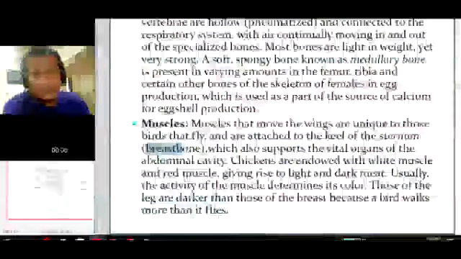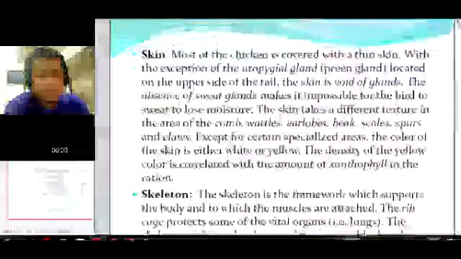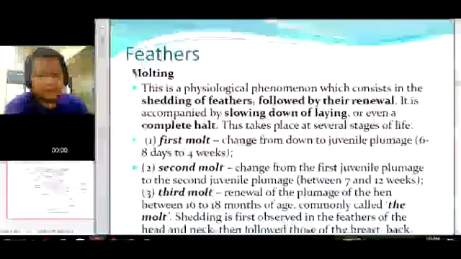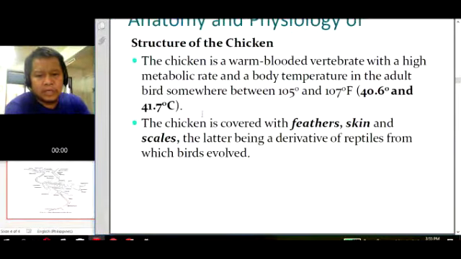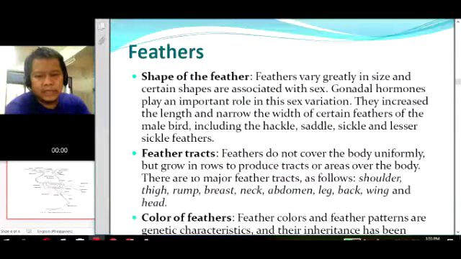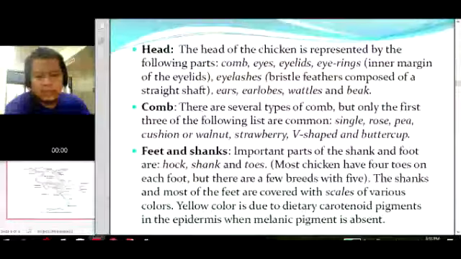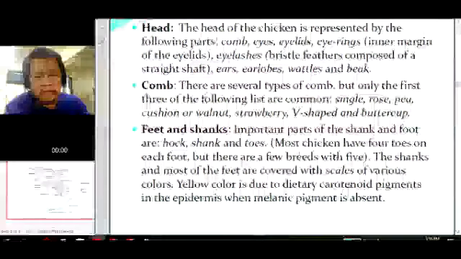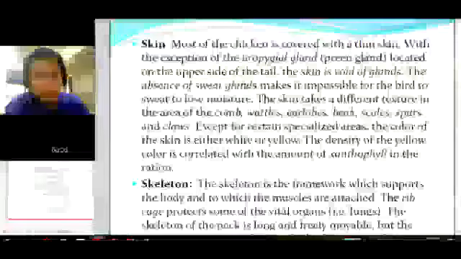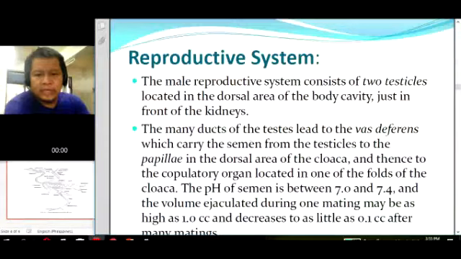So as a sort of review, let us try to go back. So we have discussed the anatomy, the structure. Look at that. We have discussed the parts of feathers. Alright. We have also discussed the molting process of the feather. And we also discussed the different parts of the head, types of comb, then the part that attaches to the feet and shanks. And we also discussed the skin and the skeleton of the chicken. So muscles, we discussed that. Then next meeting we will discuss the reproductive system of the chicken.